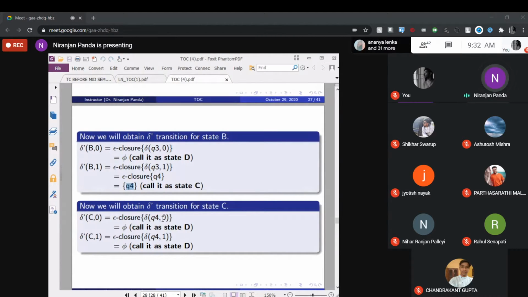Going for C with a 0, it means epsilon closure of delta of Q4 with a 0. You can see in the diagram, what is Q4 with a 0? Phi. That means it is going to the state D. And similarly, Q4 with a 1 is phi and epsilon closure is phi itself. That is going to D.